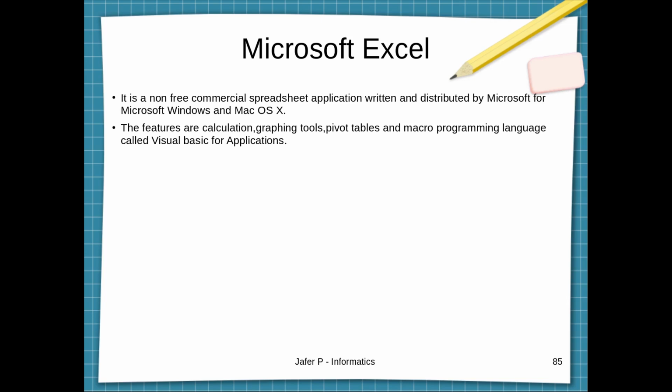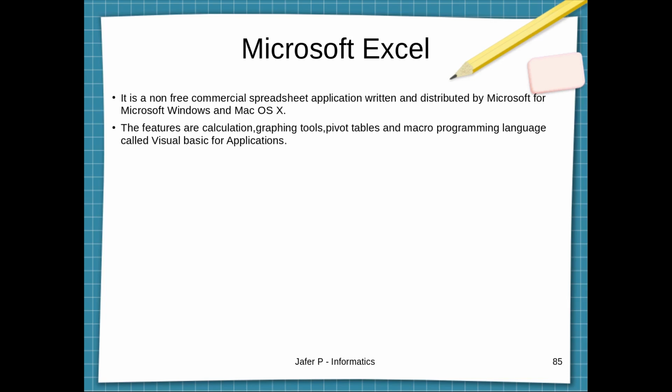And also a macro programming language called Visual Basic for Applications. What is meant by macro programming? For calculation, if you want to implement certain programs, you can implement programs, and that program will tell the result. For example, if you want to add 2 numbers, or if you want to add 10 numbers in that Excel sheet, there is a sum option, or else you can go for VBA, Visual Basic programming. That is called macro programs.